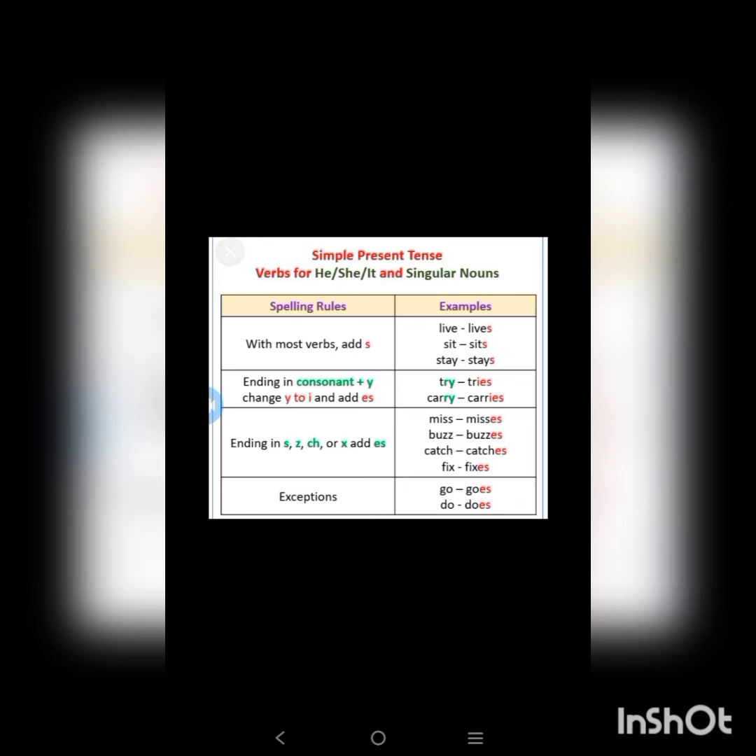And if a verb is ending with y, we will change that y into ies. Okay? So if a verb is ending with y, here an example is given, try for you. We will change that y to i and add es to that. Okay, tries. And some of the verbs will be ending in s, z, ch or x. There we will add es.